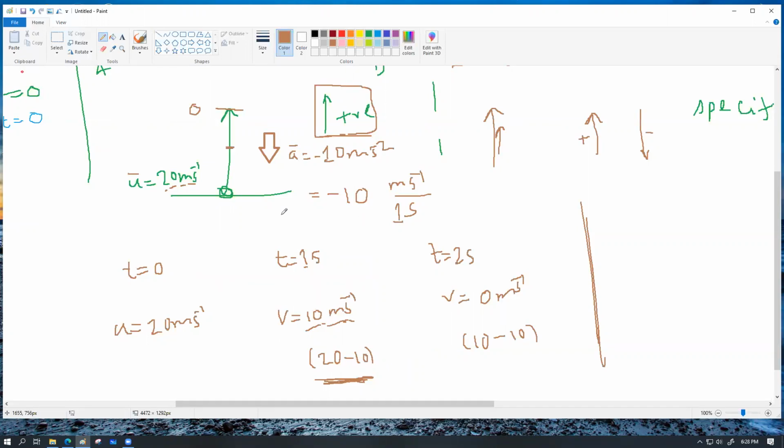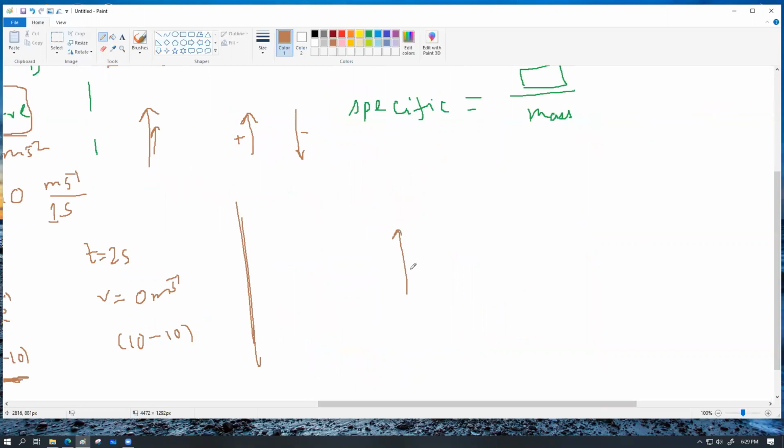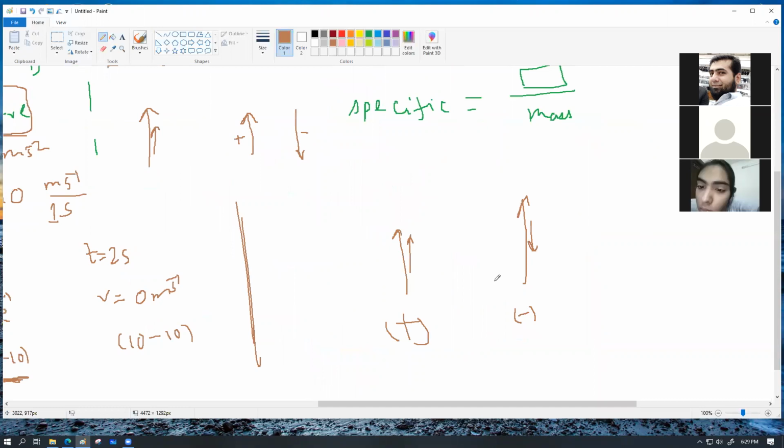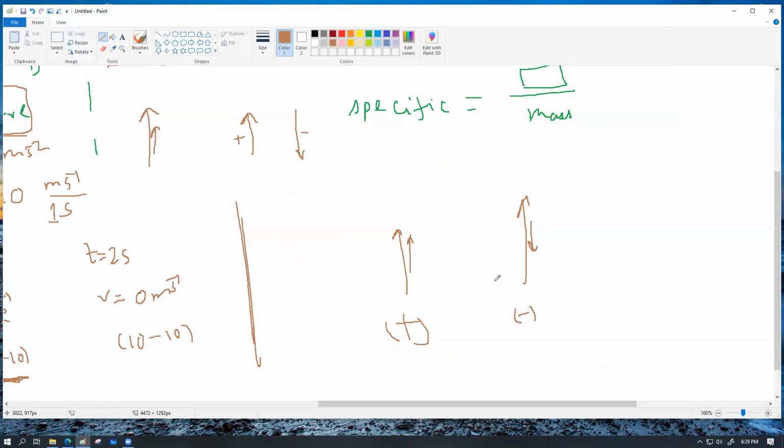Upward vectors as positive vectors, downward vectors as negative vectors, which means if you have two vectors working upwards, you're going to add them. If you have one vector working upwards and another vector working downwards, you're going to subtract them. Same directional vectors would be added. Opposite directional vectors would become subtracted. Can we appreciate this much? Yes, sir. This is okay.